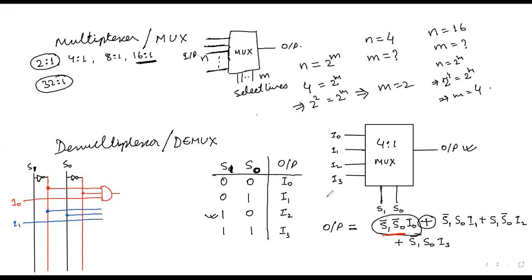Again, we will have the next combination as S1, S0 bar. S1, S0 bar, and from here the third input for I2. Next, we have S1, S0, and I3. Okay, so here we will have the AND gates.